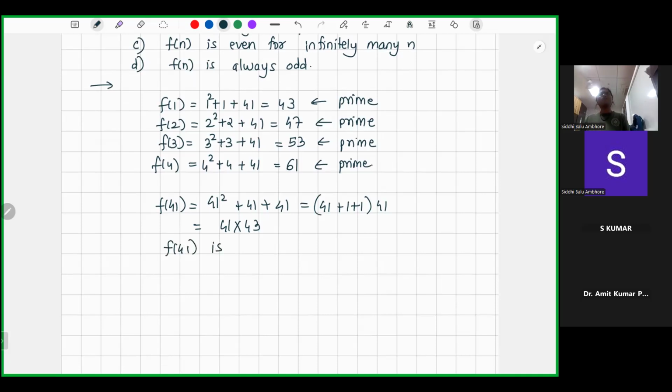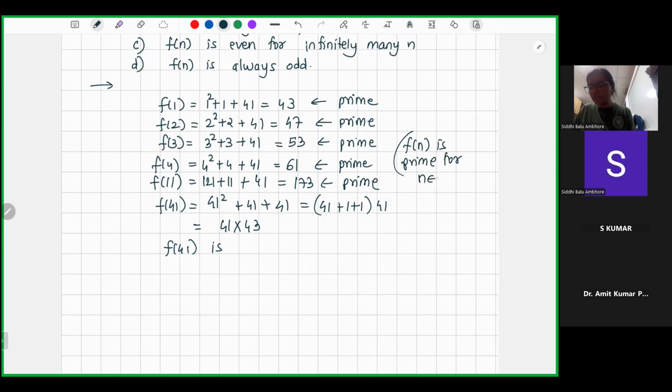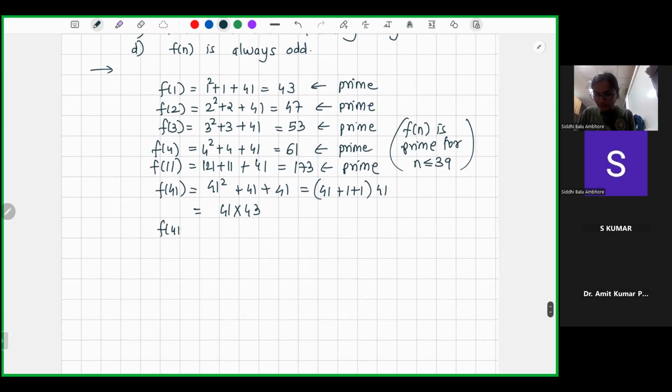Okay, f of 11. What is f of 11? 11 will be 121 plus 11 plus 41. I don't think this will be a composite number. It is 173. Yeah, 173 is a prime, I guess. You can check, this f of n is prime for n less than or equal to 39. And even at 40, this becomes non-prime. You can check that. F of 41 is a composite number.